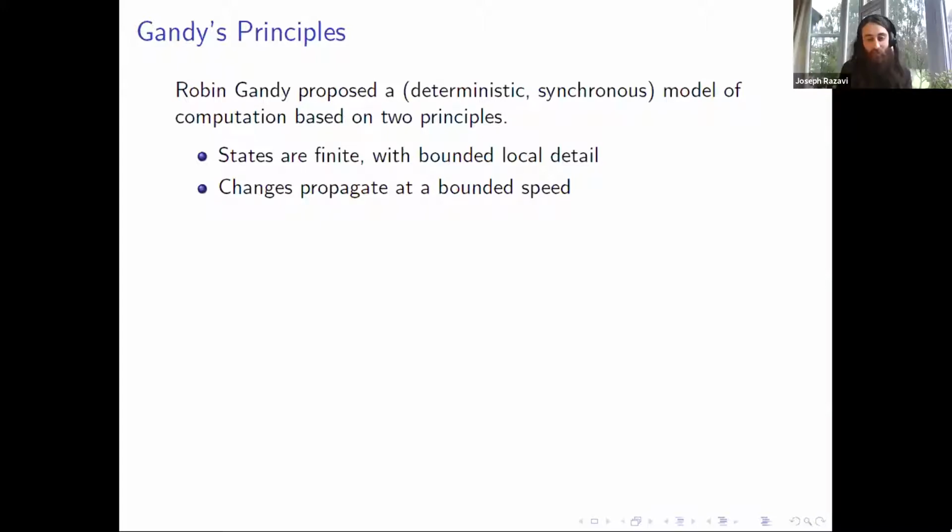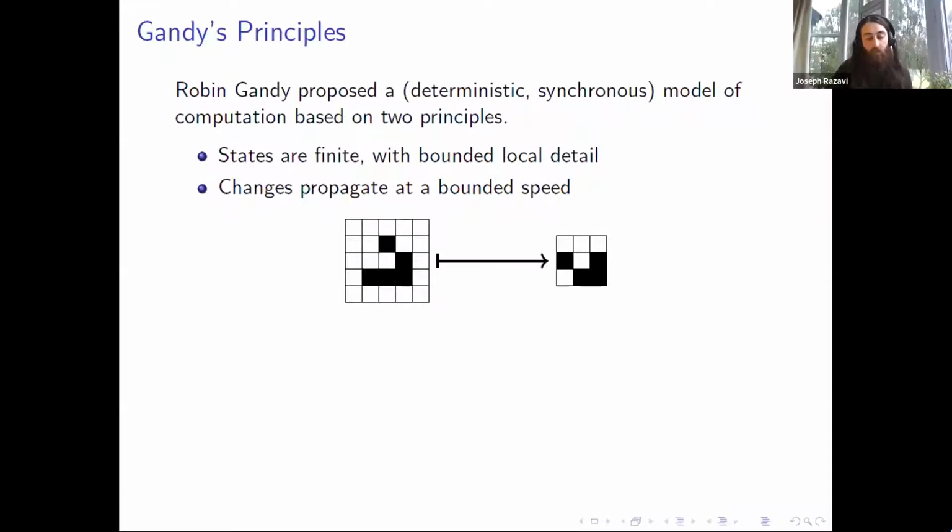And the two principles are that states are finite objects with a bounded amount of local detail, and changes of state propagate through these states at a bounded speed. And even though this is defined as a model of computation, and that's where my interest is, you can think of these as causal systems which have a particularly nice, simple causal structure. So what kind of systems do we have in mind? Well, one example, this is what we'll use as a running example, would be cellular automata.